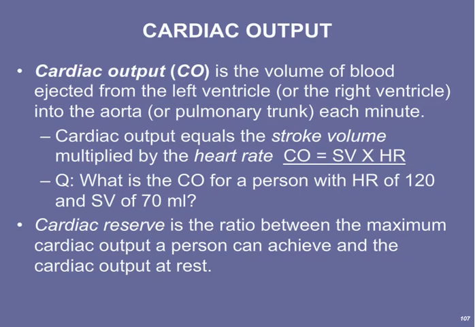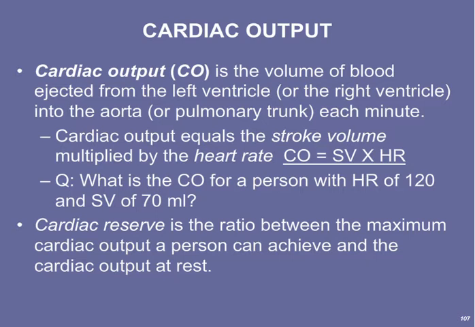Our next vocabulary term is cardiac output, and cardiac output is the volume of blood ejected from the ventricle every minute. So cardiac output equals the stroke volume, which is usually 70 milliliters, multiplied by the heart rate. So if you had a person with a heart rate of 100 beats per minute, their cardiac output would be 7,000 milliliters or 7 liters.